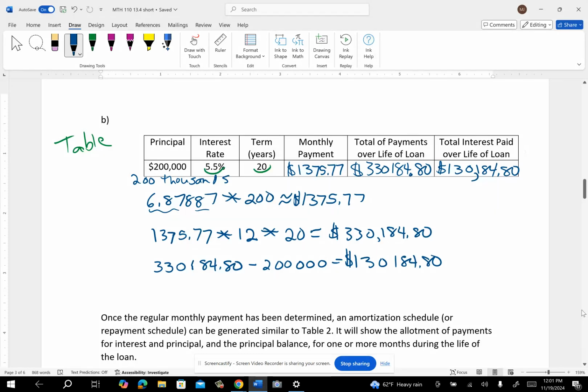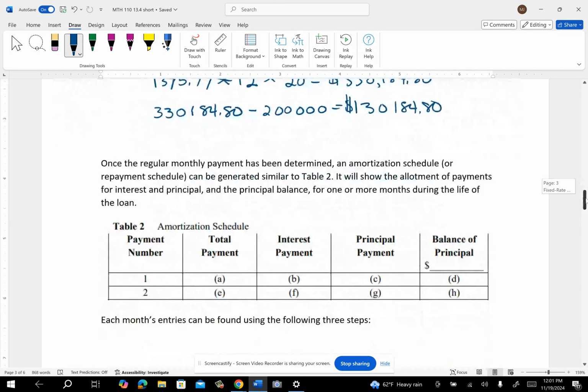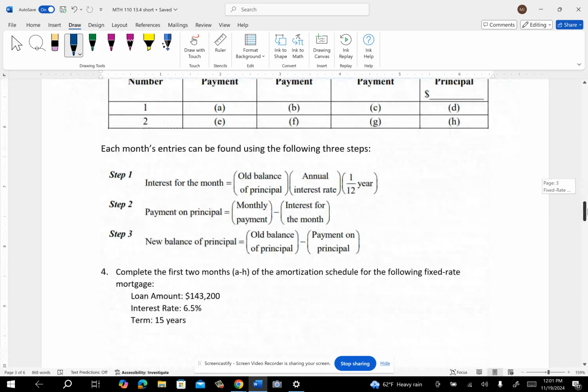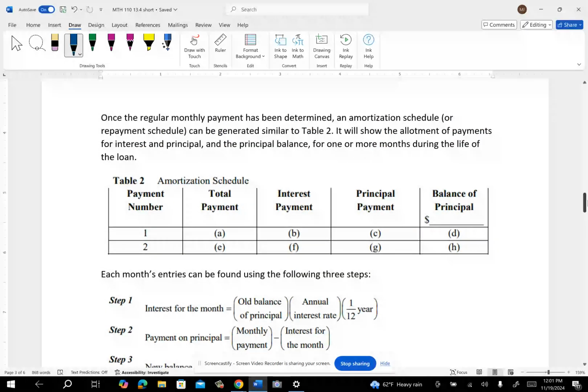All right, now in this next video, I'm going to show you how to do a portion of what's called an amortization schedule. When you know your monthly payment, you can generate one of these tables. You already know that you're going to make that monthly mortgage payment every single month throughout the entire term of the loan, so every month for every year of the loan.